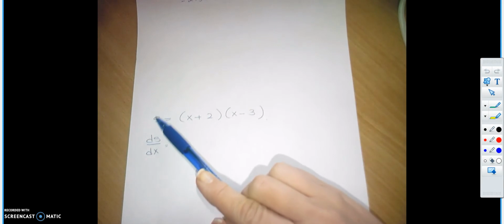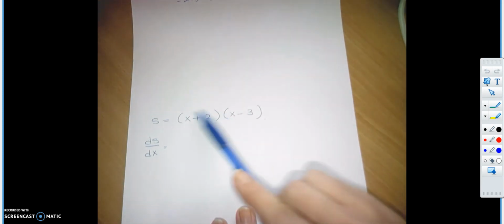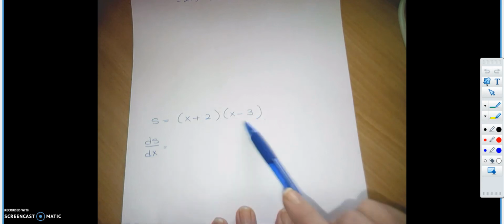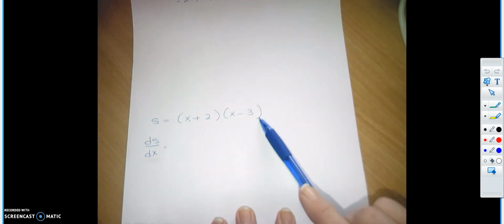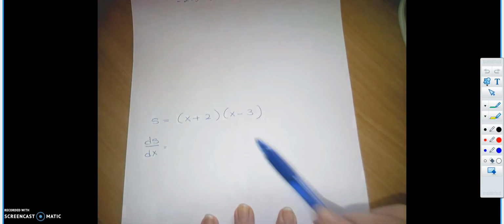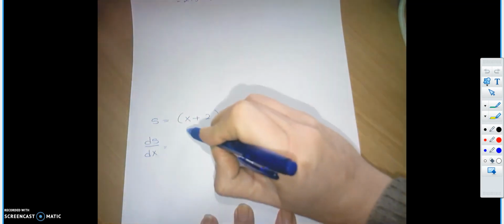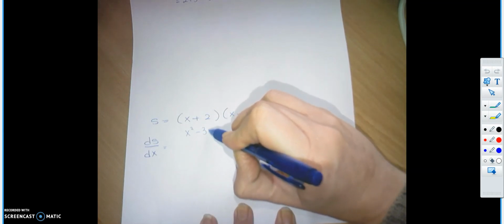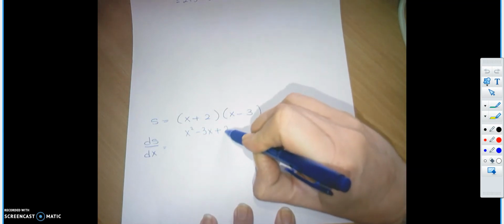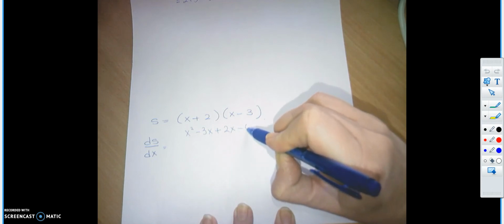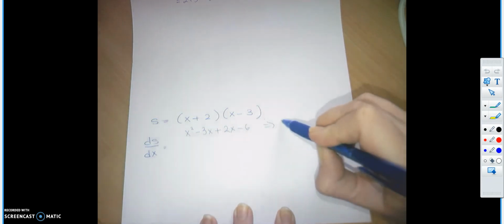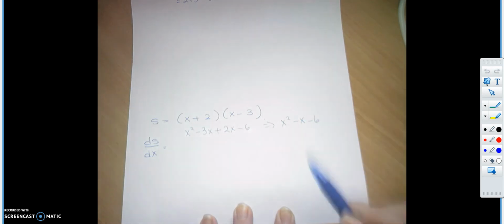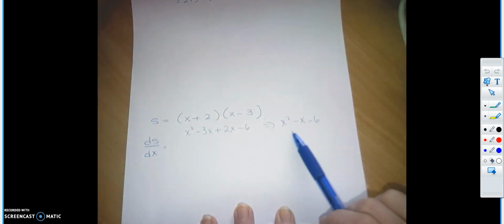they could give you a function which hadn't been multiplied out yet. So for example, if they gave me s is equal to (x plus 2)(x minus 3). To differentiate it, I would have to multiply it out first at ordinary level. So I'd go x by x and get x squared minus 3x plus 2x minus 6. If I tidy it up, I get x squared minus x minus 6. So that is my s function.